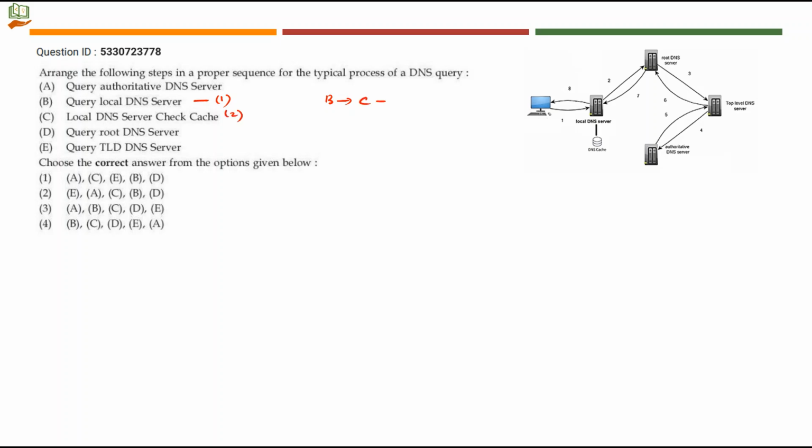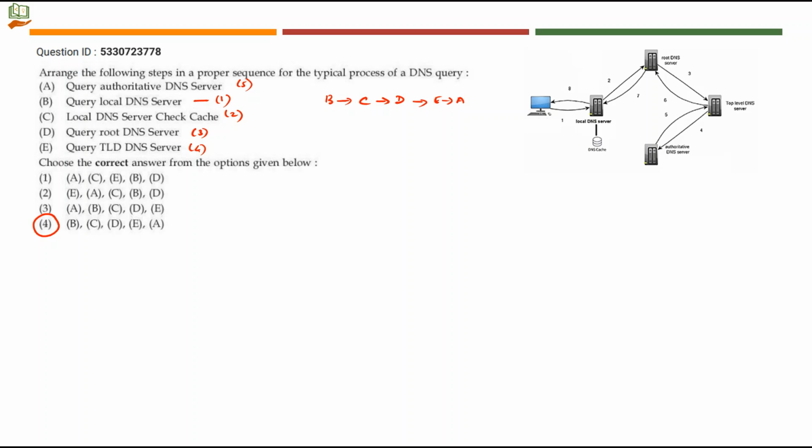After checking the cache, if it does not resolve or if it does not find what it needs, it will query the root DNS server, which is D. This root will query the top level DNS server, that is E. And this top level domain DNS server will go to the authoritative DNS server. So here D, E and A. B, C, D, E, A. Option number 4 will be the right answer. This is with respect to the scenario that is given in the question.